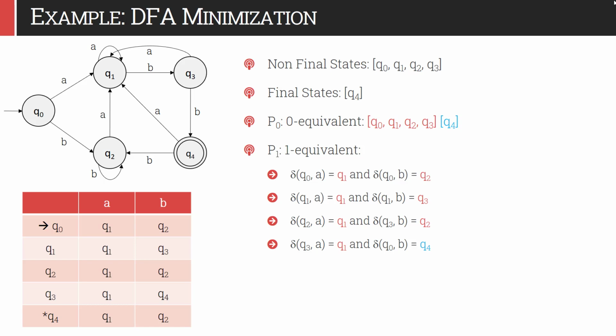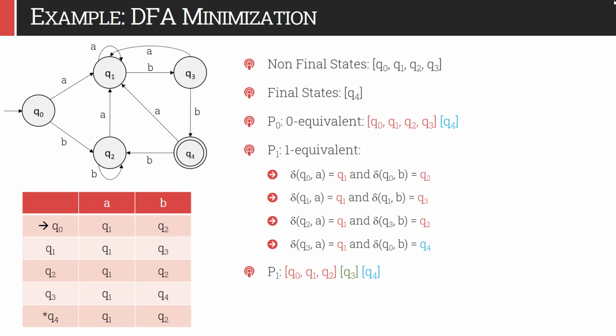So the states Q0, Q1 and Q2 are not distinguishable because they go to the same set, but Q3 is distinguishable from them. So in P1, we have to partition that red set into two sub partitions. So P1 would be Q0, Q1, Q2; Q3 is different, it is distinguishable; and Q4 is already distinguishable.